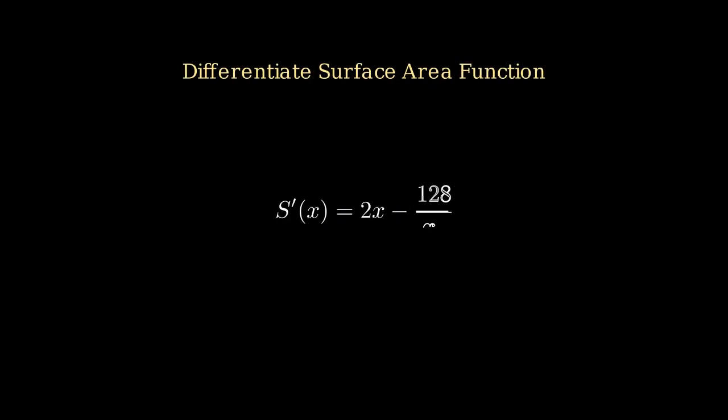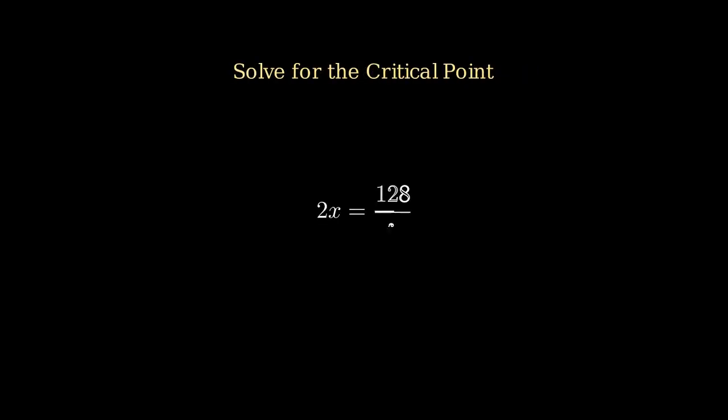Differentiate this with respect to x. The derivative dS/dx equals 2x minus 128 divided by x squared. Set this derivative equal to 0 to find the critical point. That gives 2x equals 128 divided by x squared. So 2 times x cubed equals 128. So x cubed equals 64, and therefore x equals 4.